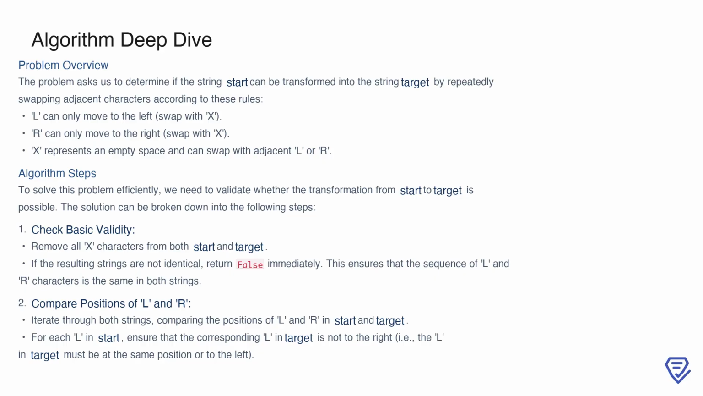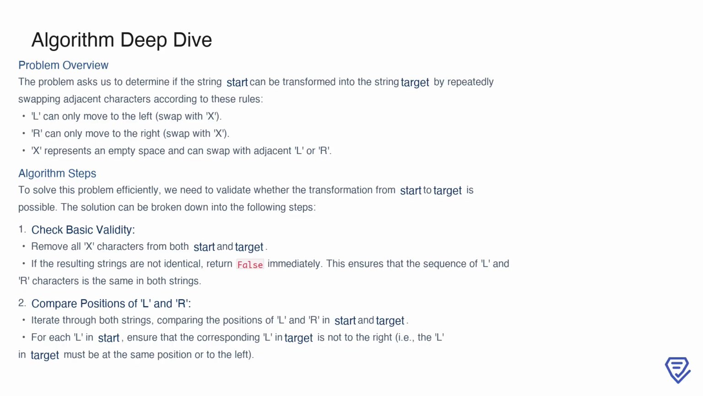To solve the problem efficiently, we begin by checking the basic validity of the transformation. First, we remove all X characters from both strings. If the sequences of L and R in the resulting strings are not identical, the transformation is immediately deemed impossible, and we return false. This ensures that both strings have the same fundamental arrangement of L and R.